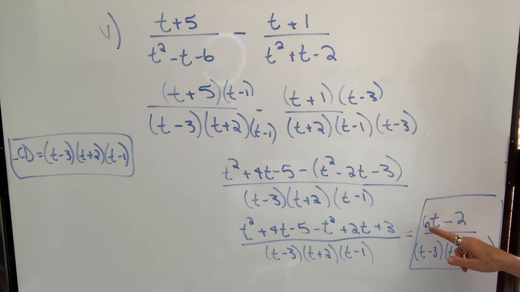And I could factor out a 2 and I'll be left with 3t minus 1, but it really doesn't allow me to cancel any common factors, so I would leave it like this. If you want to factor your numerator, that's okay.